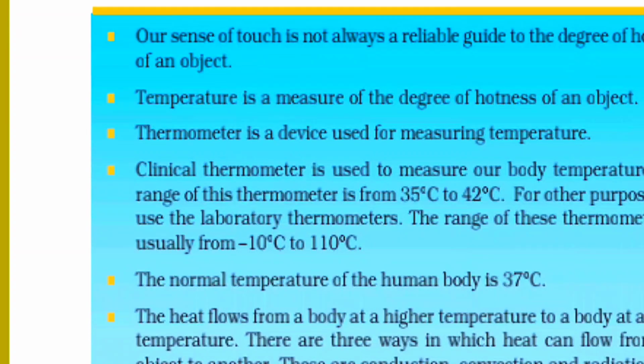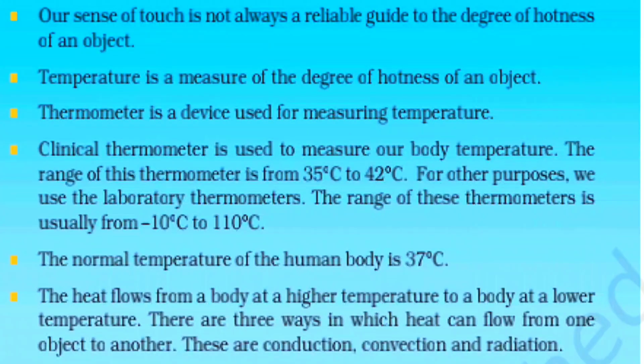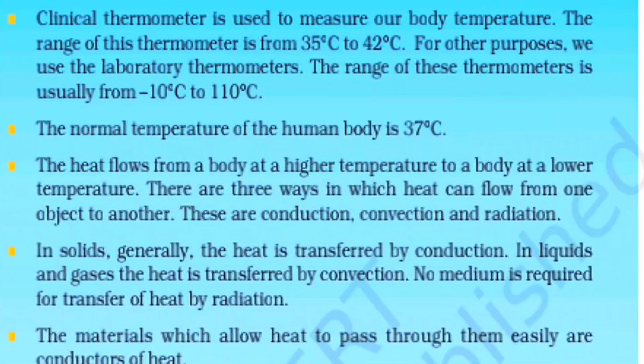Now we come to the summary of the chapter. Our sense of touch is not always a reliable guide to the degree of hotness of an object. Temperature is the measure of the degree of hotness of an object. A thermometer is a device used for measuring temperature. A clinical thermometer is used to measure our body temperature. The range of this thermometer is from 35 degrees Celsius to 42 degrees Celsius. For other purposes, we use the laboratory thermometer. The range of this thermometer is usually from minus 10 degrees to 110 degrees. The normal temperature of the human body is 37 degrees Celsius.